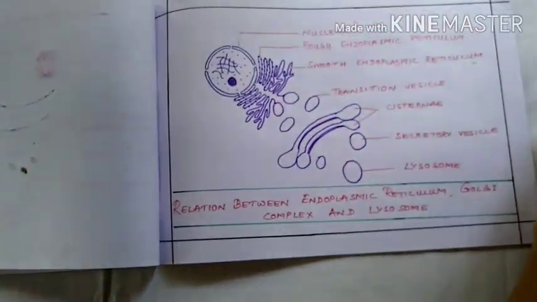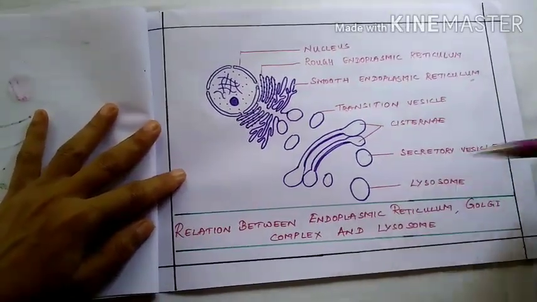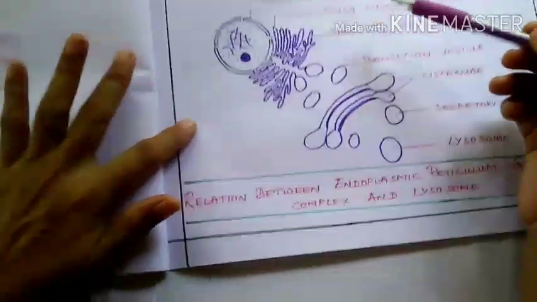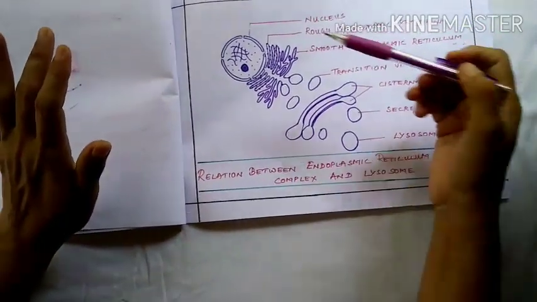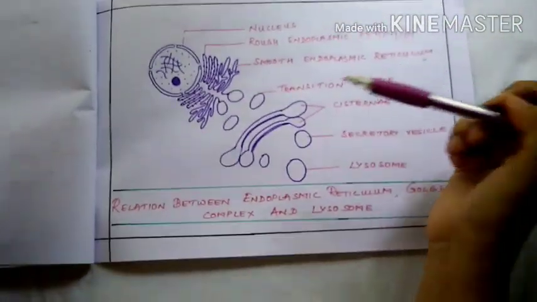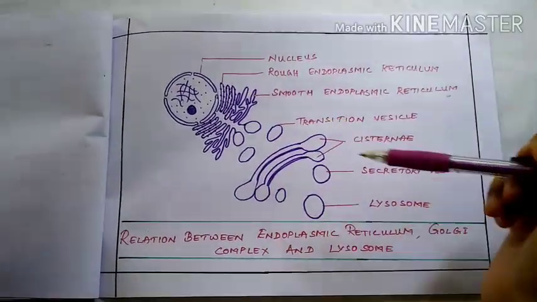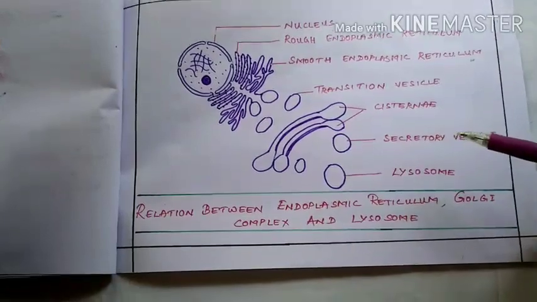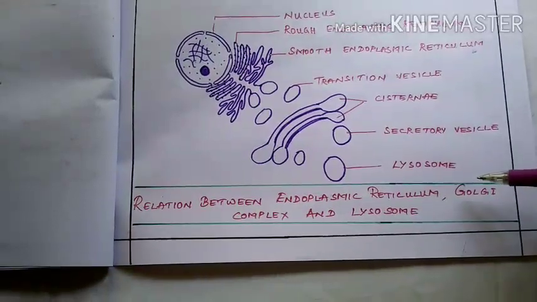Let's try to find out the relation between the endoplasmic reticulum, the Golgi complex, and the lysosome. As we have seen in our earlier class, the endoplasmic reticulum, which is of two types, rough endoplasmic reticulum with ribosomes and smooth endoplasmic reticulum, is attached to the nucleus. From the smooth endoplasmic reticulum, drop-like structures called transition vesicles are produced, which later on combine to form flattened structures called cisternae. From the cisternae, secretory vesicles are pinched off, which develop into lysosomes or primary lysosomes.